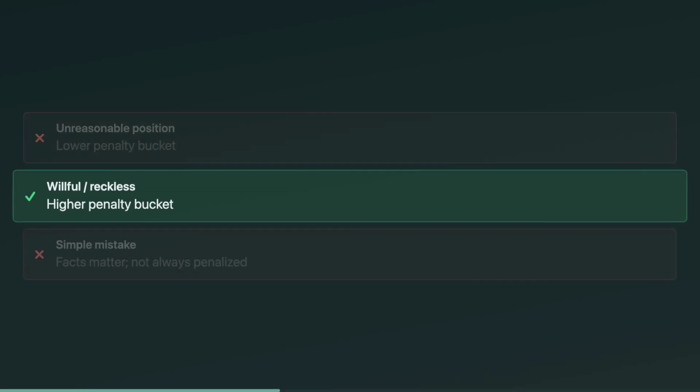A big exam trap is mixing up negligent behavior with willful or reckless behavior. Understatement penalties under IRC 6694 are split into two buckets. The lighter bucket is an unreasonable position. The heavier bucket is willful understatement or reckless disregard of rules. When you see words like willfully, reckless, or ignored the law, your brain should jump to the harsher 6694B penalty structure.